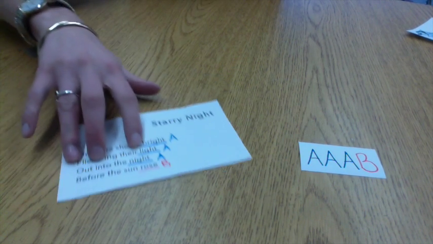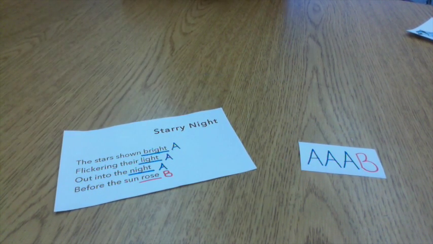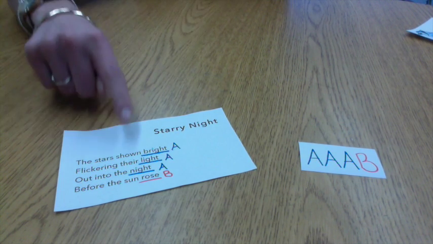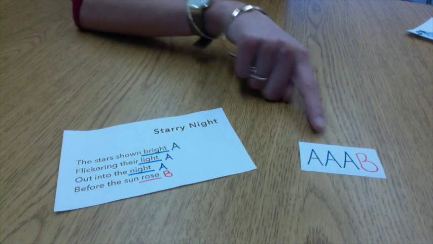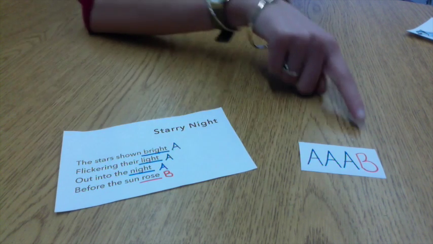All right, let's take a look at one final poem, which has the AAAB rhyme scheme. And this poem's called Starry Night. The stars shone bright, flickering their light out into the night before the sun rose. Bright, light, and night all rhyme, so we give them all A's. Rose does not rhyme, so we give that a B.